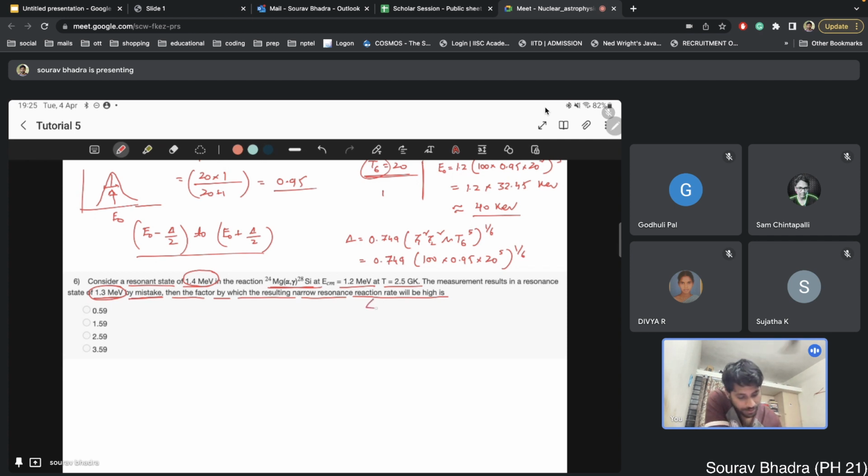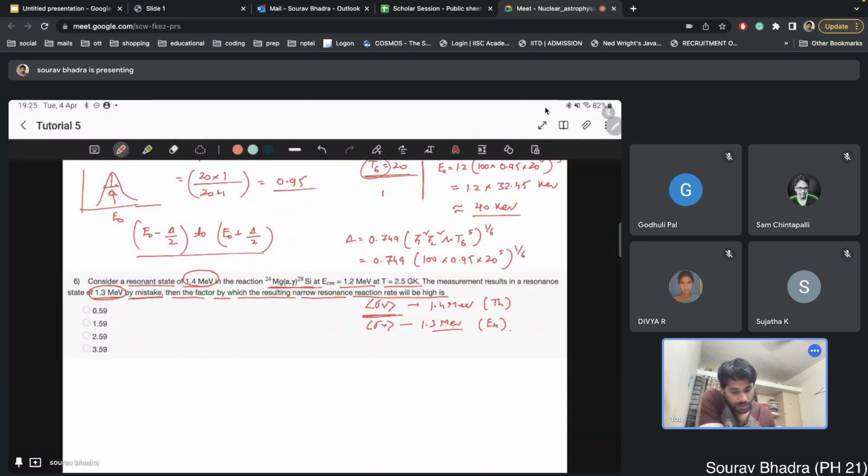Reaction rate: whenever you see reaction rate, just remember this quantity, sigma V. This tells you the reaction rate, along with N1, N2 also, but this is the main thing. N1, N2 are just numbers. So we have to compare sigma V for 1.4 MeV and sigma V for 1.3 MeV. That we have to calculate and compare. So this is theoretical, this is experimental, according to what the problem says.